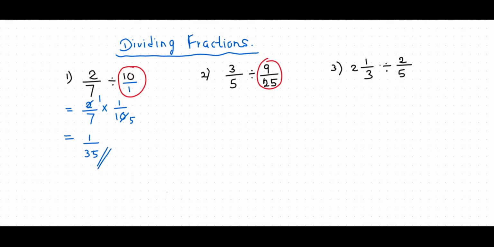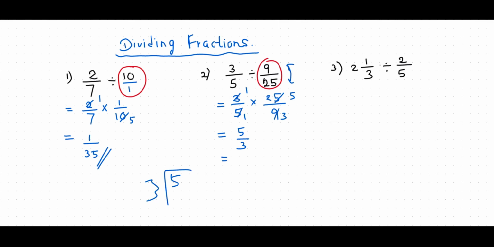Then the second one, first one write as it is, 3 over 5. Change division into multiplication. Turn the second fraction upside down. Reciprocal of 9 over 25 is 25 over 9. Cancel off the common factors. Multiply: 1 into 5 is 5, 1 into 3 is 3. Improper fraction. Write it as a mixed number. 5 divided by 3 is 1, denominator is 3, remainder 2. 1 and 2 over 3.